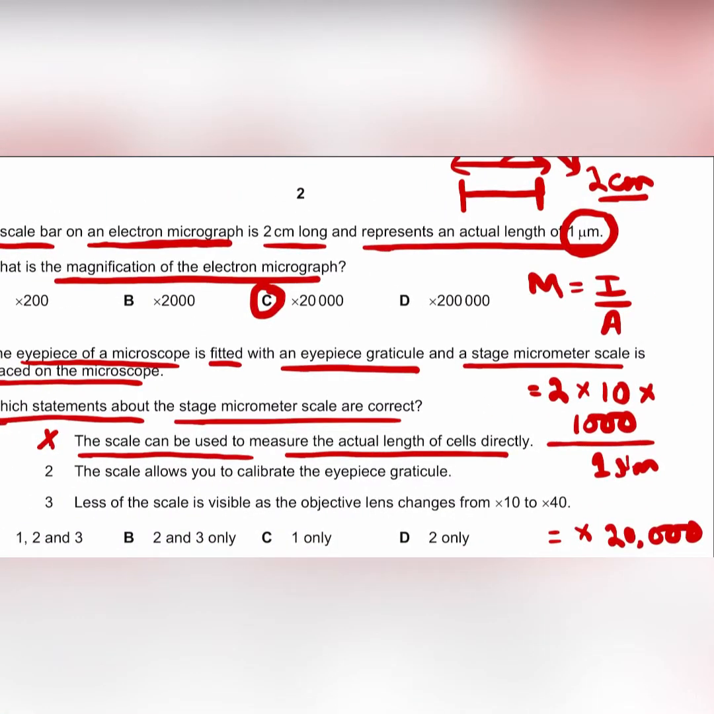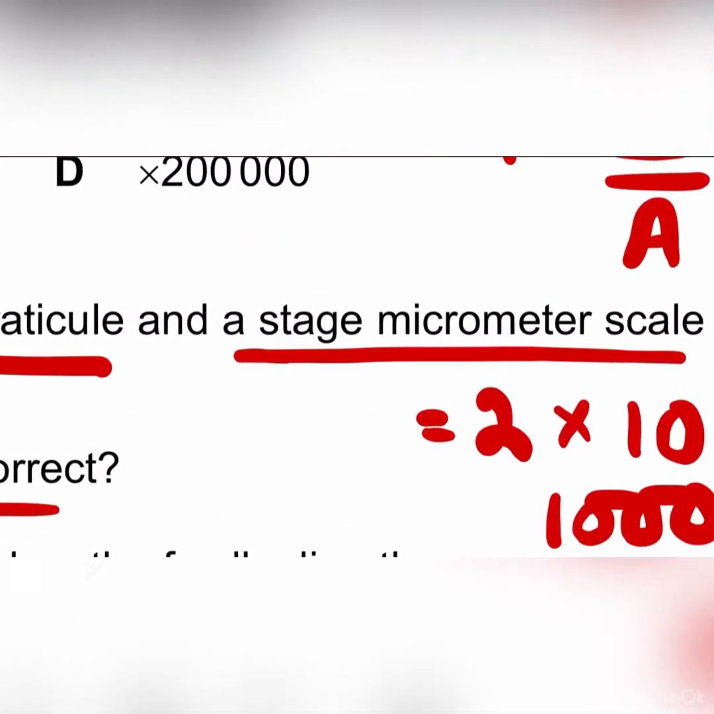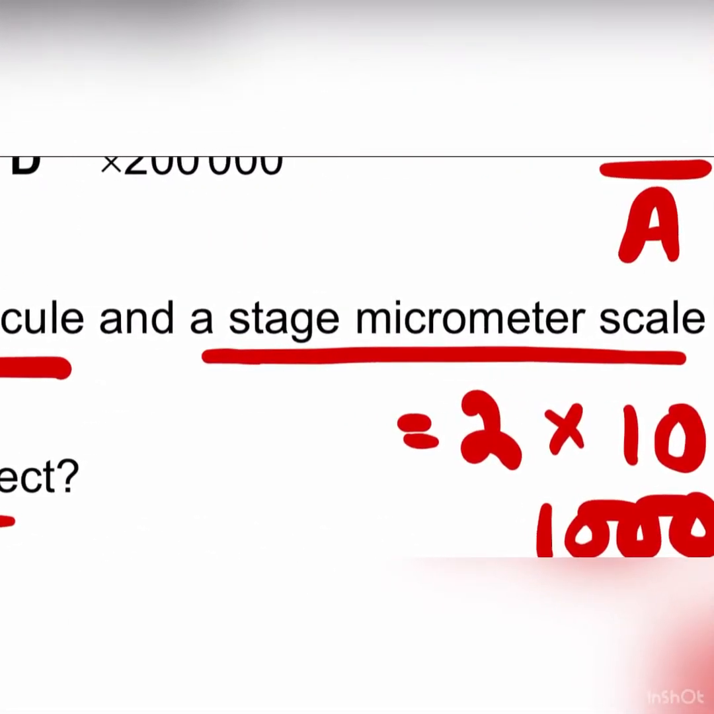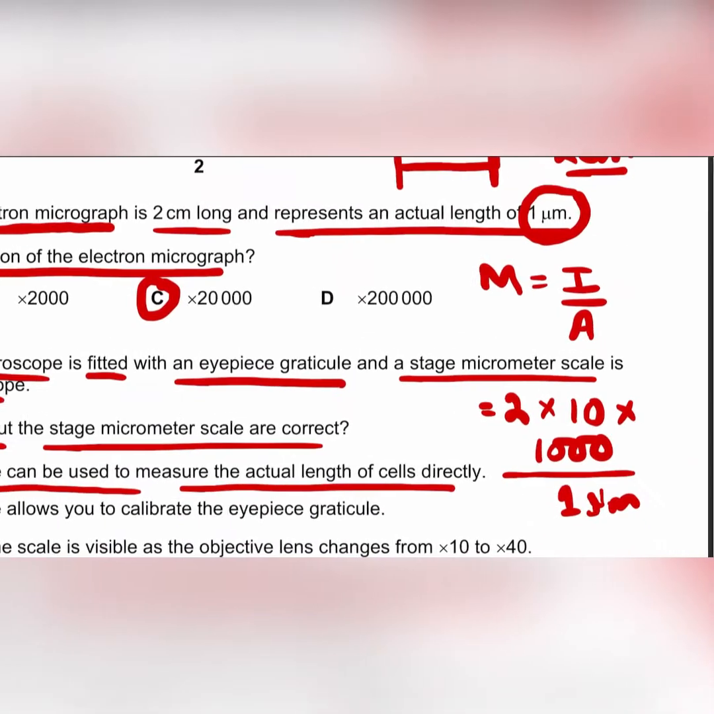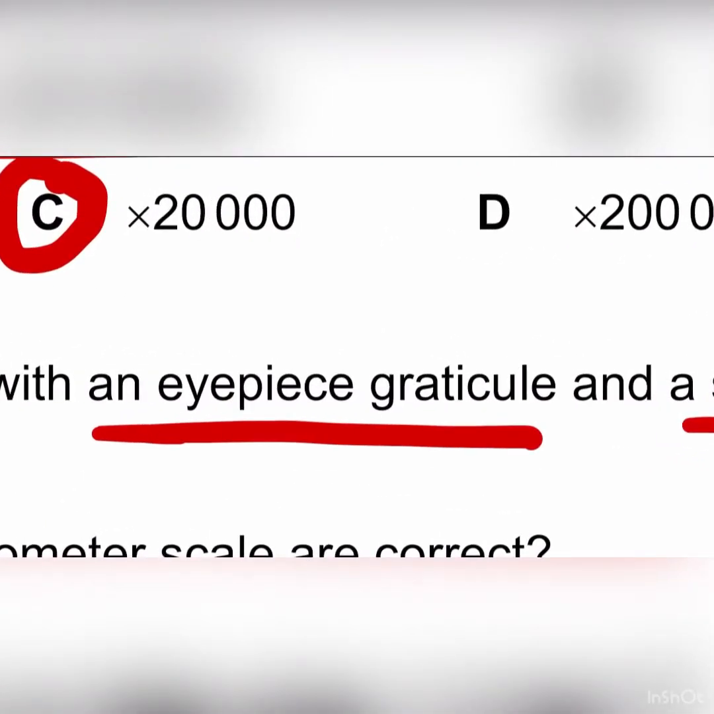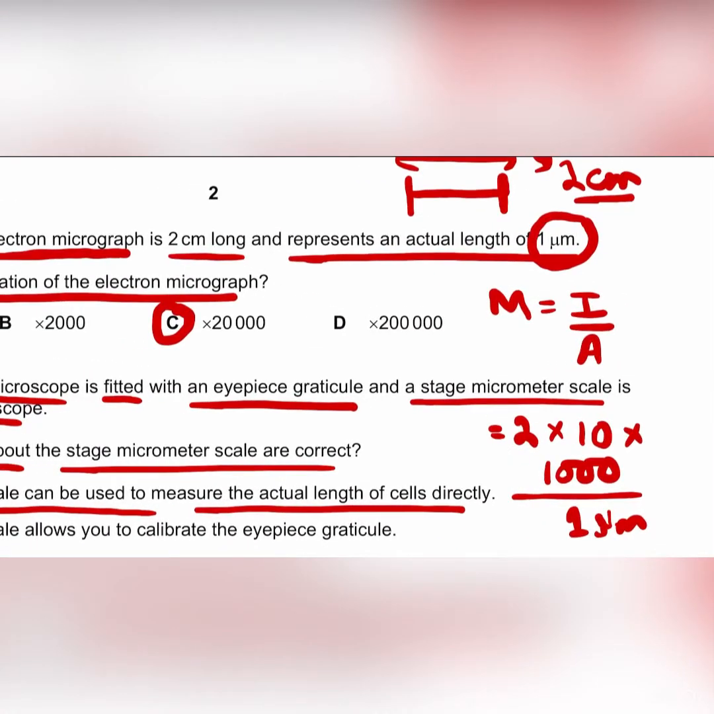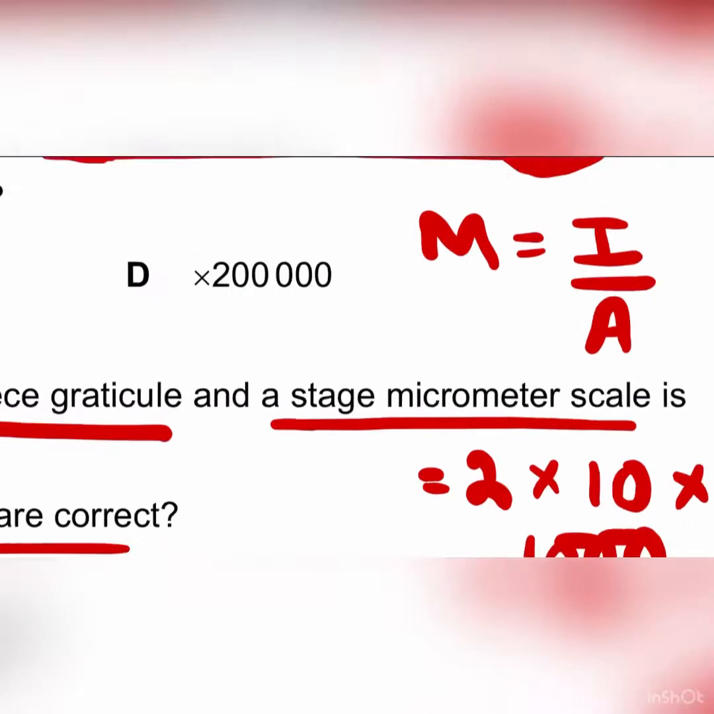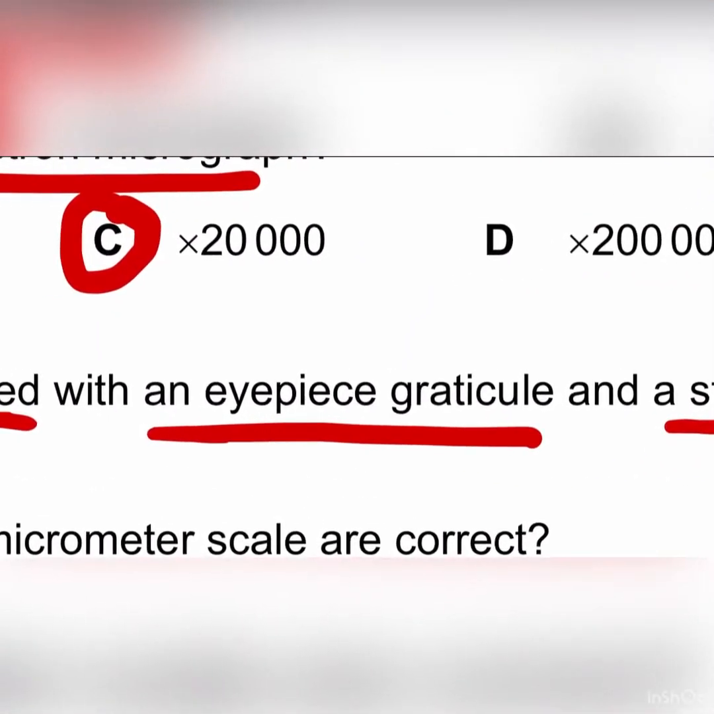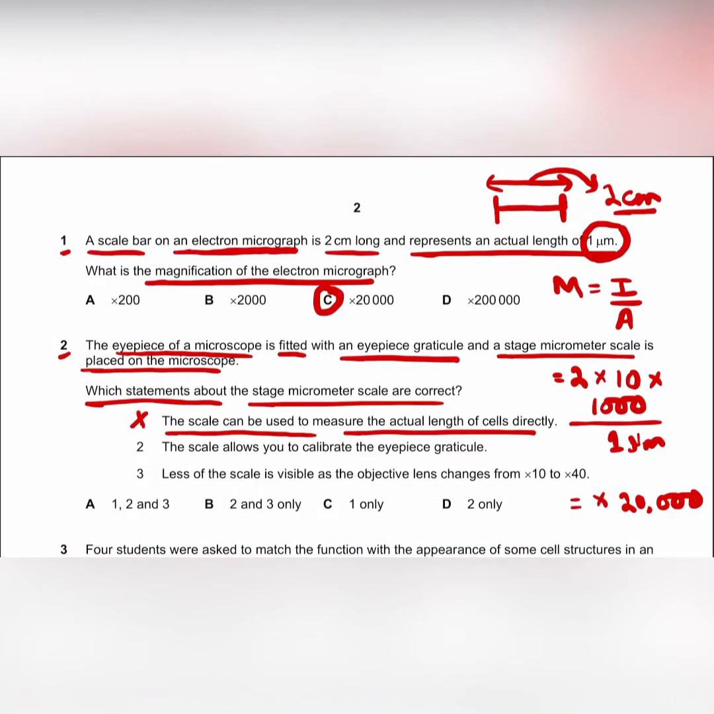What we do is that we remove the slide of the specimen, we place the slide of the stage micrometer scale, and then we place the eyepiece graticule scale and the stage micrometer scale together, because we can do that. The slide is of stage micrometer scale, and in the eyepiece there is eyepiece graticule. So we can match the two scales and calibrate them. I hope you are getting my point.